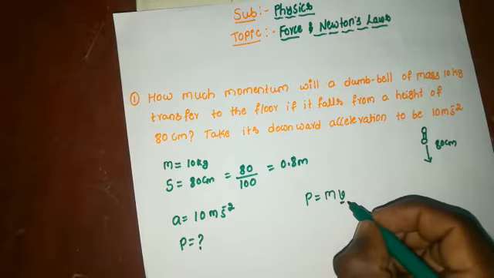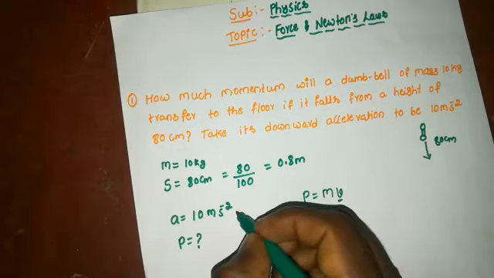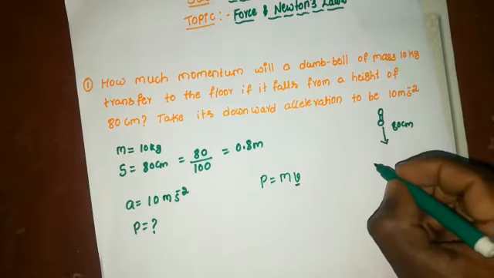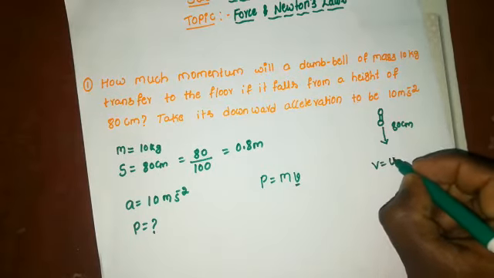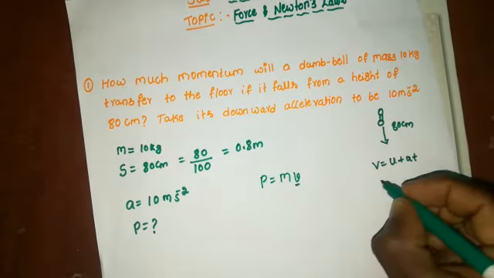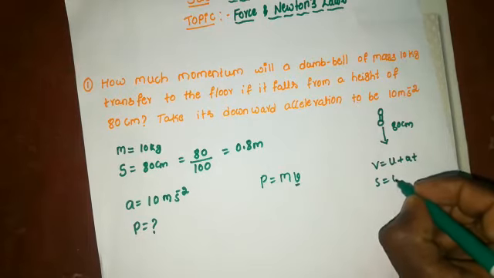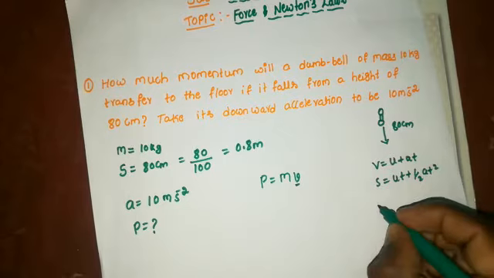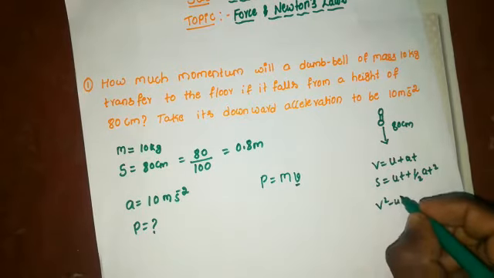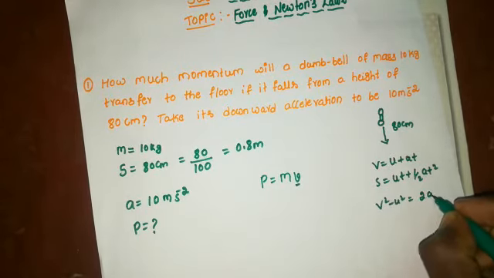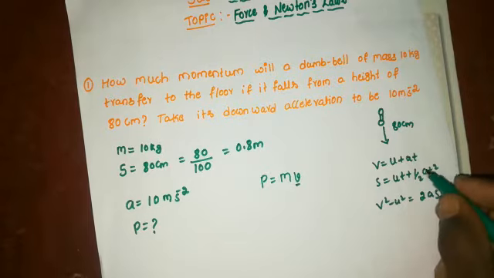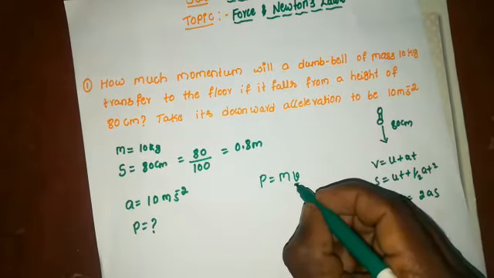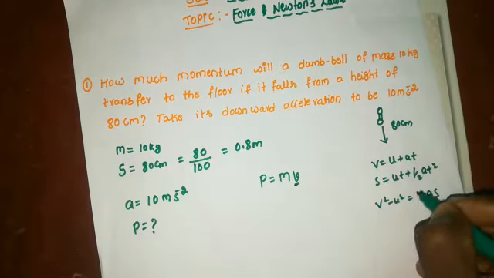How do we find the velocity? By using this data and the equations of motion. The equations of motion are v is equal to u plus at, s is equal to ut plus half at square, and v square minus u square is equal to 2as. These are the three equations of motion. Now we find the velocity v by using these equations.